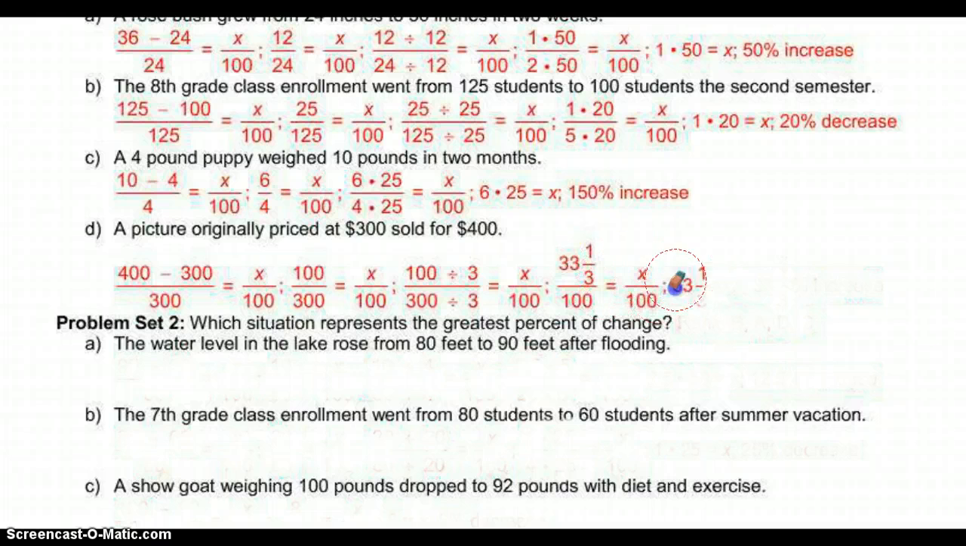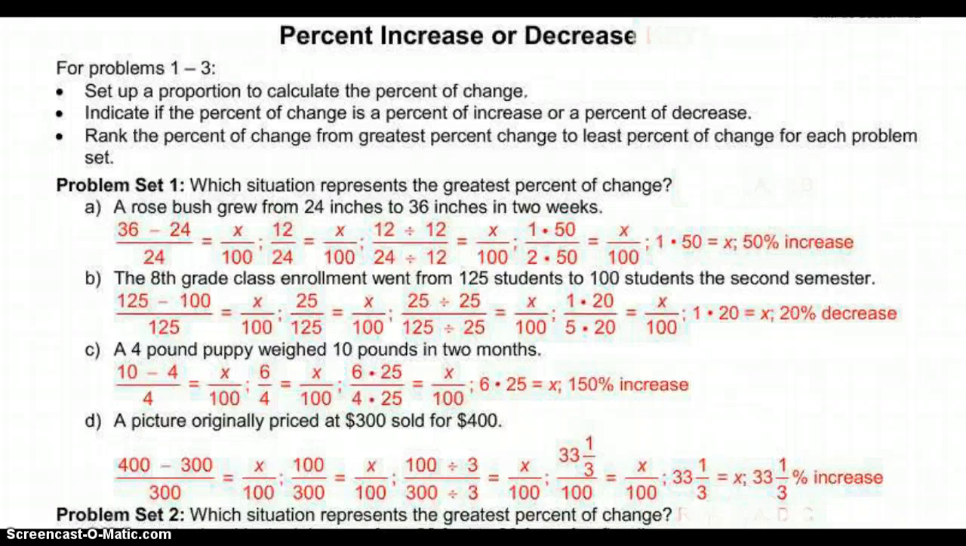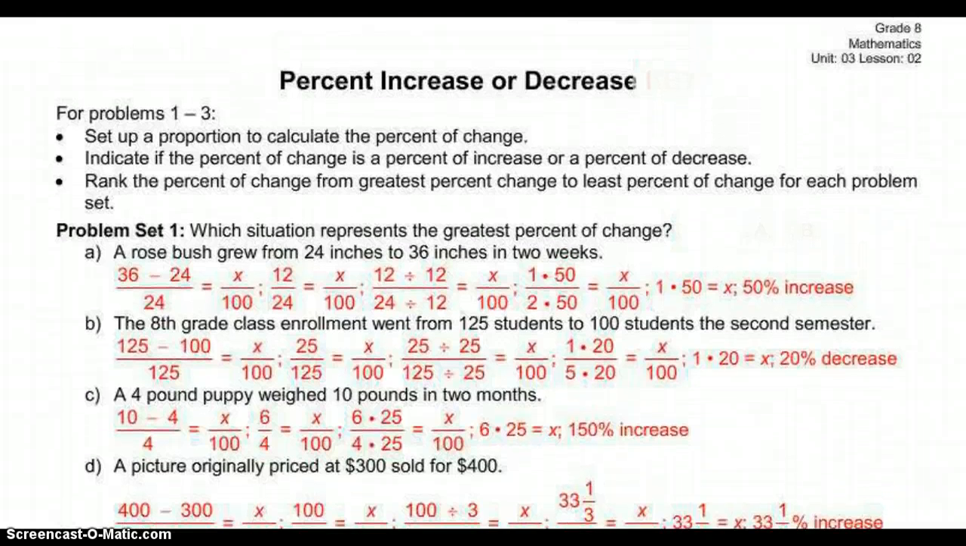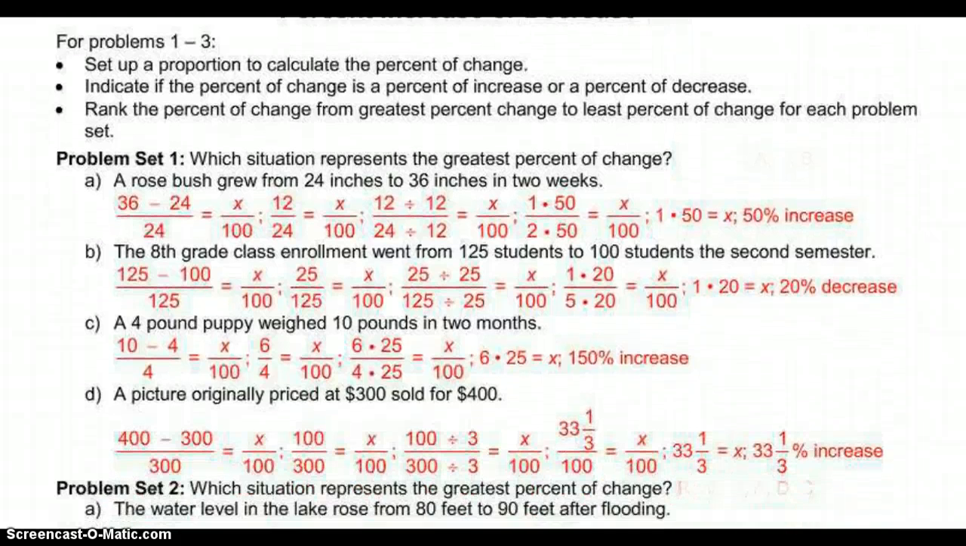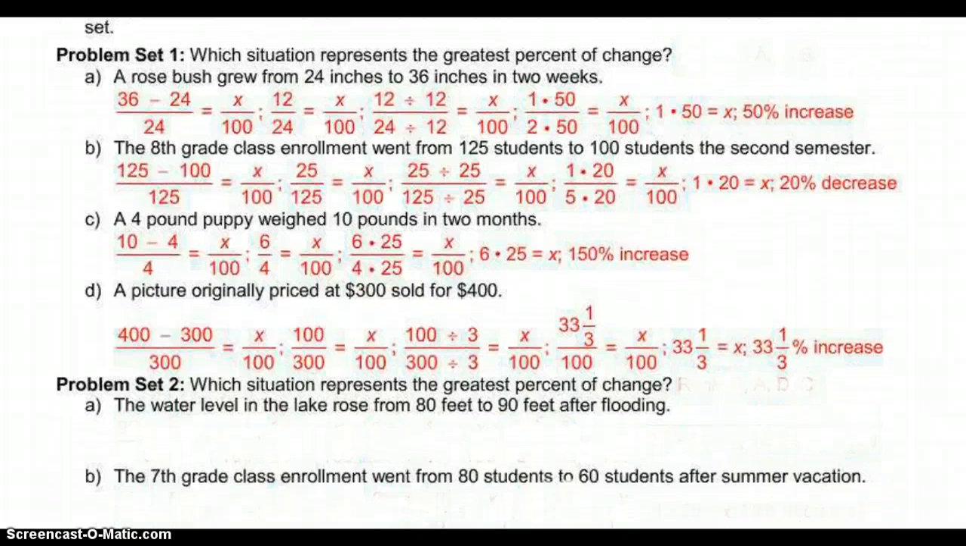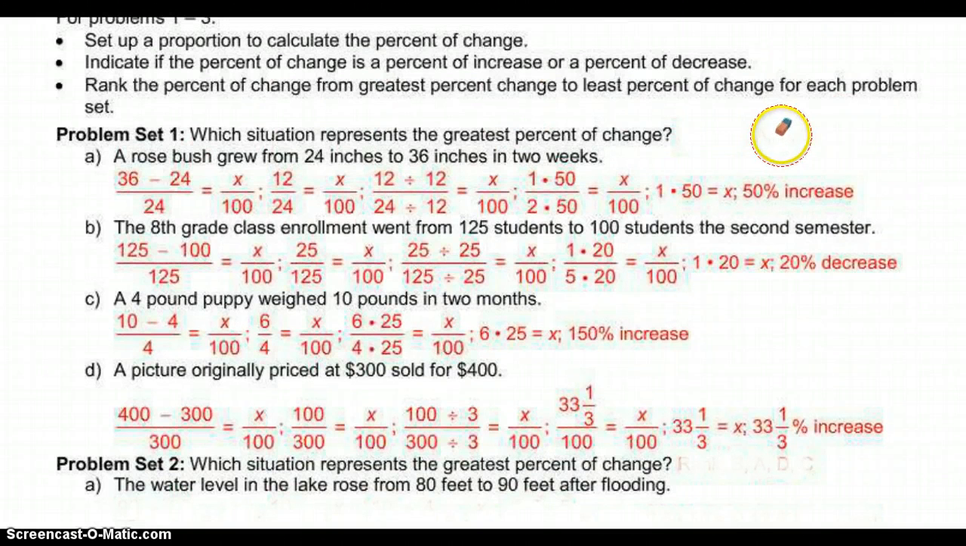And that's going to give us 33 1/3%. So now as we look at these and rank these, because that's what they asked us to do after we change them, it says please rank them. So I see a 50% increase, and what they're asking us is which situation represents the greatest percent of change. I don't think it really means anything about whether it's increase or decrease. They just want to know the greatest percentage. So 50% is greater than 20, but 20 is less than 150, and 33 1/3 is less than 150. So if we were to rank them, I see C, A, B, and D.